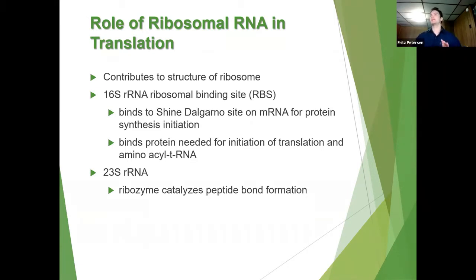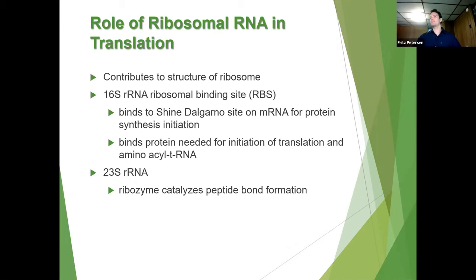So it helps to manipulate all the components required for protein synthesis and get the ribosome to the correct starting location to start translation. And then the 23S rRNA has the ribosome that catalyzes the peptide bond formation.